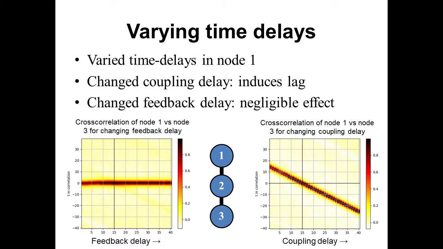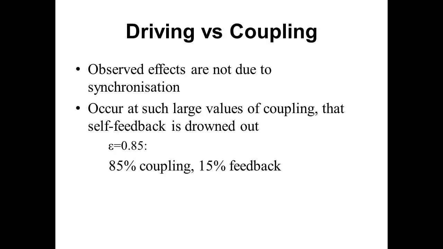However, here in our coupling delay diagram, we can see that changing the coupling delay induces a lag between nodes 1 and 3. You see here that when we decrease our coupling delay, 1 starts to lead and has dynamics ahead of 3, whereas when we increase this delay, 1 lags and has dynamics behind 3.